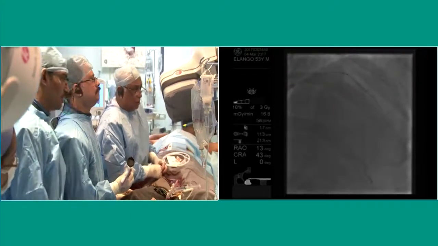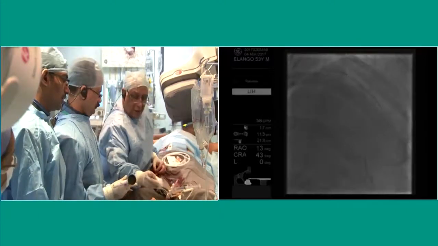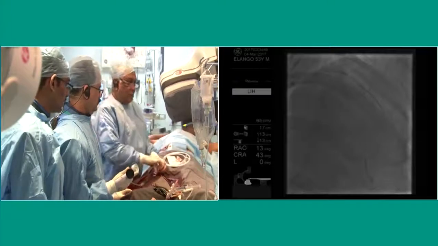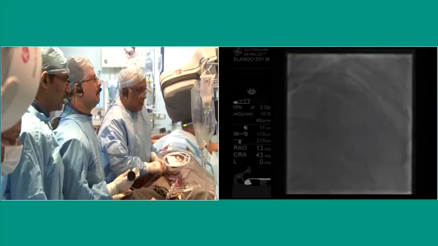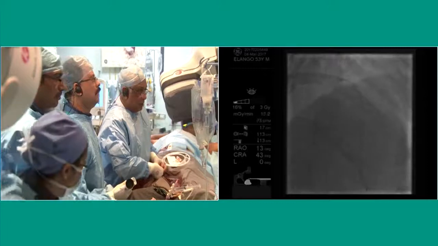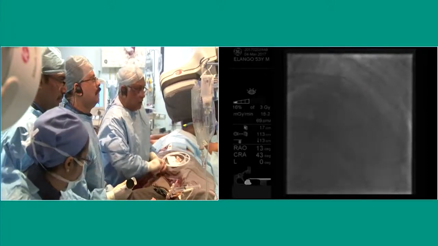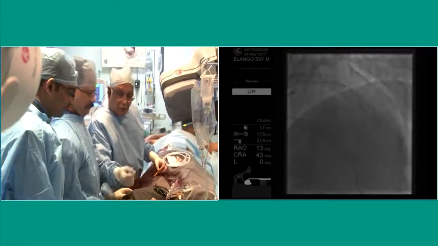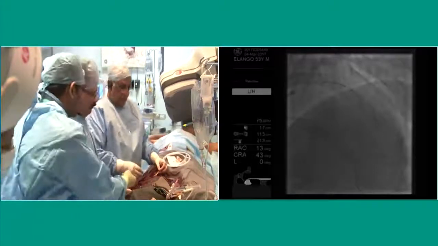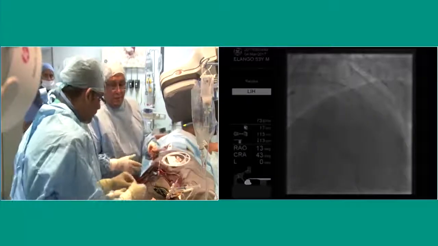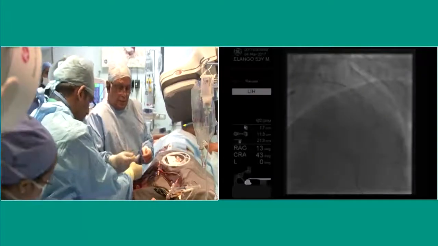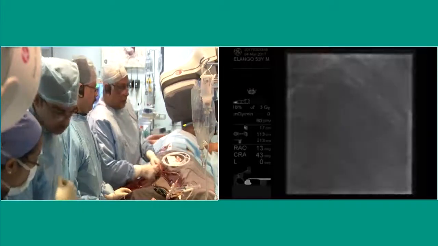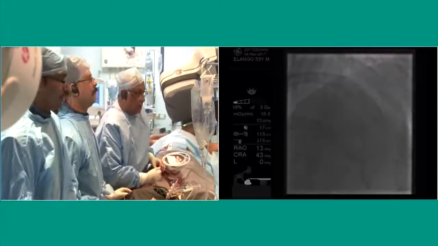This is also not the stent of my choice. This is the second generation Resolute. These are all the difficulties we have with the older generation stents. I'm not happy with the Resolute because I don't have the right size. I would have preferred an Alpine here also.